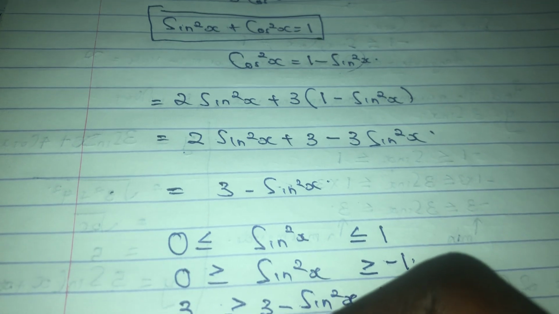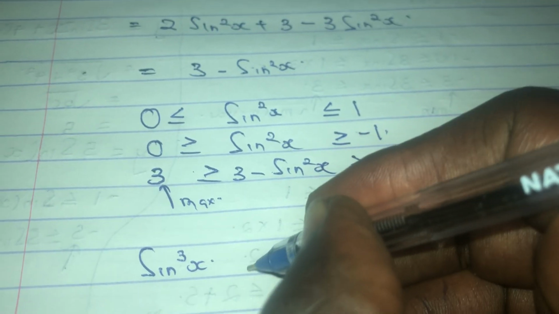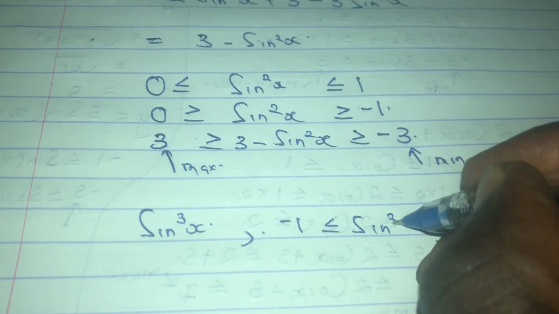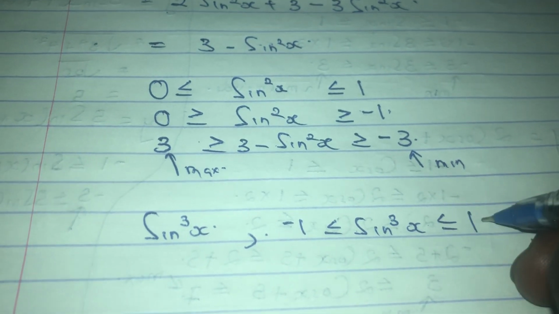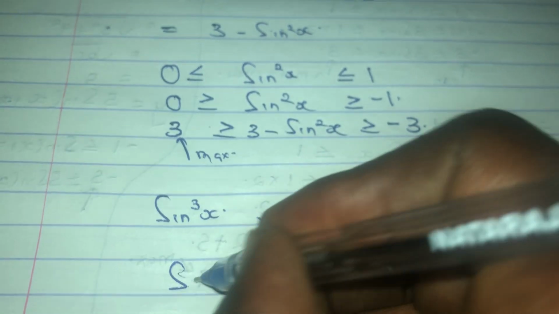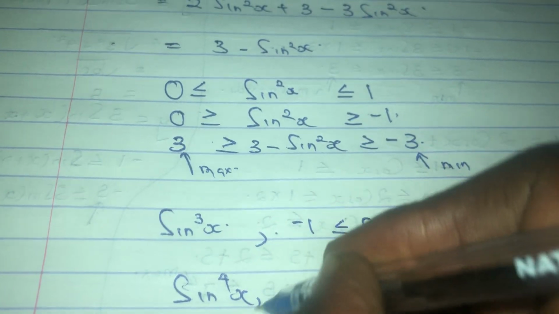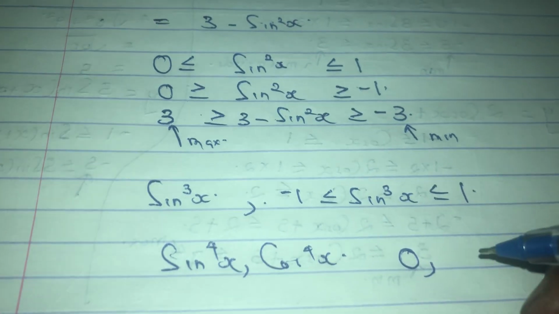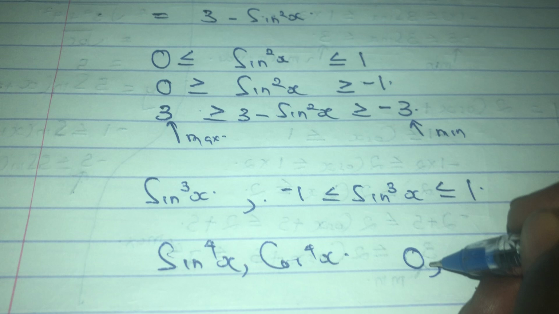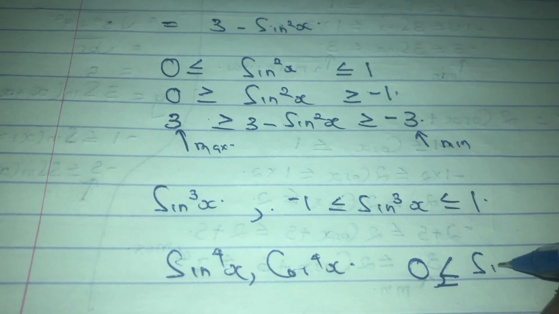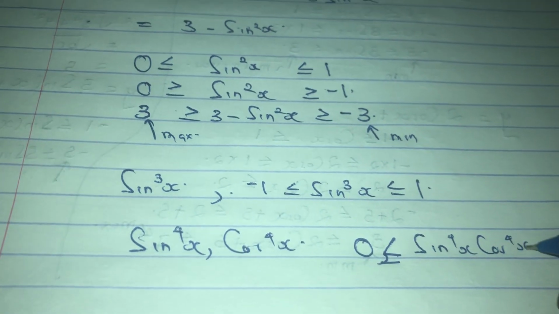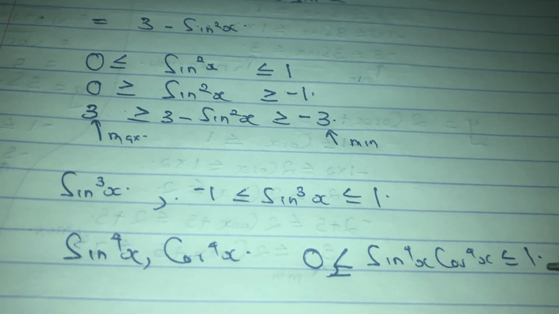It's still the same. If it is put to the power 3, sine to the power 3, we said if they are odd powers, their ranges will be from negative 1 to 1. If they are put to even powers, maybe sine to the power 4 x or cos to the power 4 x, the range will be from 0 to 1.